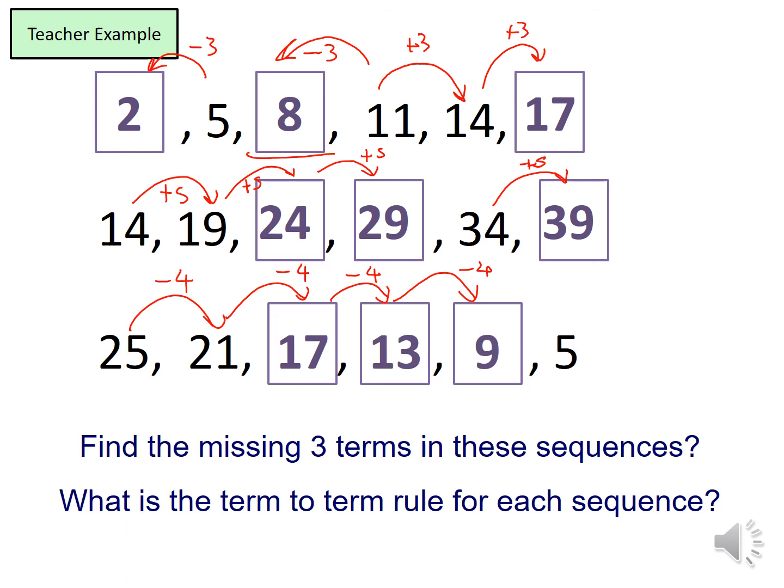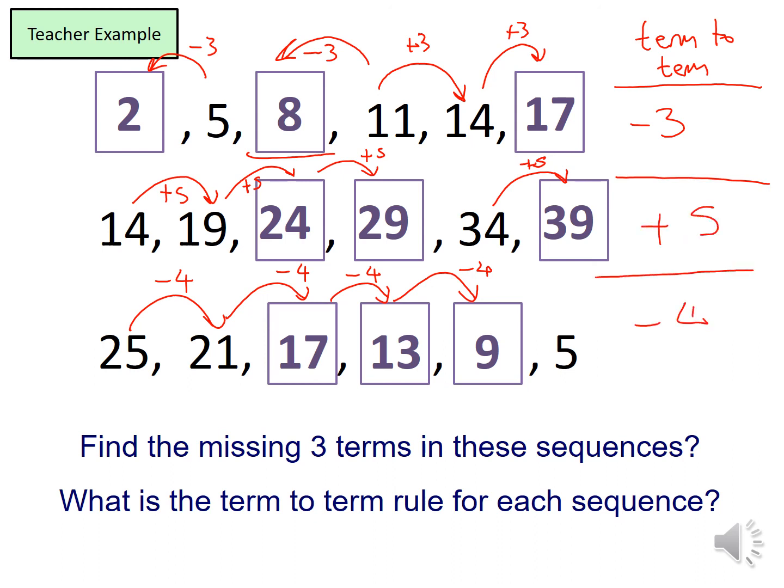So the term-to-term rules for each of these sequences, let's write it down here. Term to term. For the first one, it was -3. For the second one, it was +5. And for the final one, it was -4.